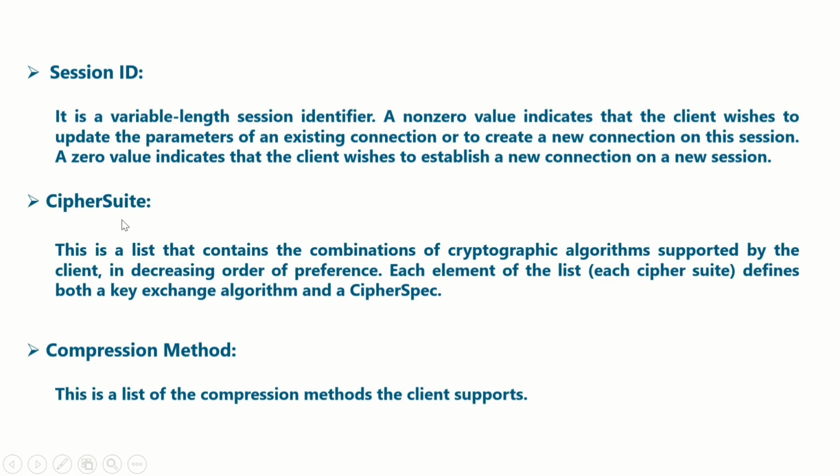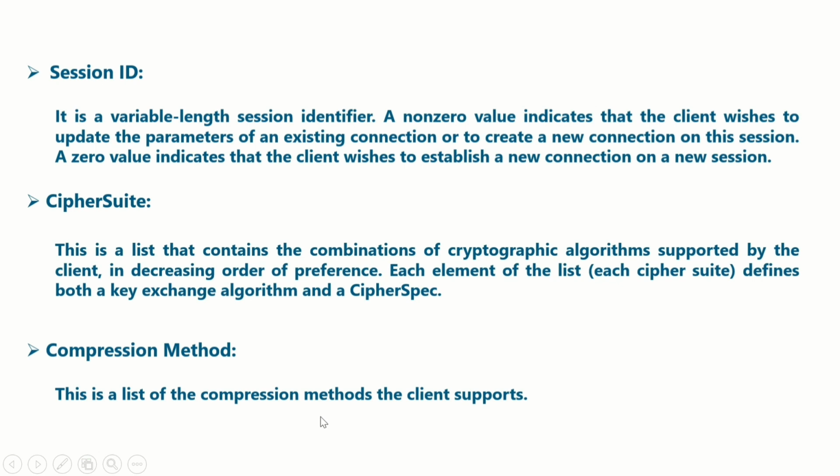Next one is cipher suite. This is a list that contains combination of cryptographic algorithms supported by the client in decreasing order of preference. Each element of the list, or each cipher suite, defines both the key exchange algorithm and cipherspec. Next one is compression method. This is the list of the compression methods that the client supports.